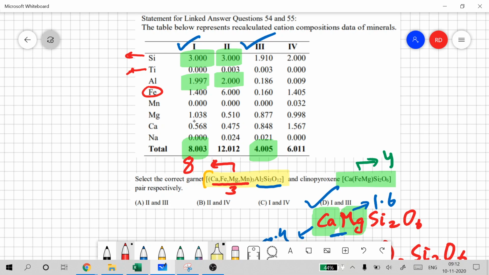What will happen if you add this up to 3? Ca, Mg, Mn and what is the Fe? If you add this all up here, what will you get? The second cannot be. Fe itself is 6. How can it be true? This is not even possible, because Fe is given to be 6, whereas Ca plus Fe plus Mg plus Mn have to add up to 3. So this can be neglected.